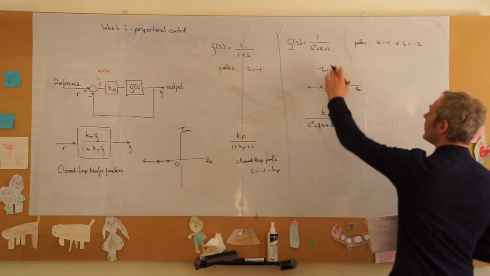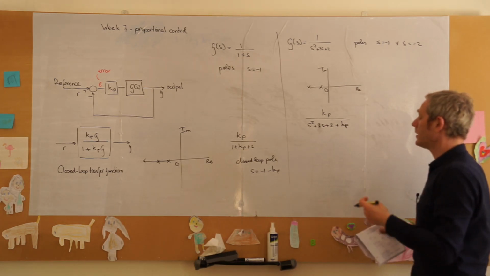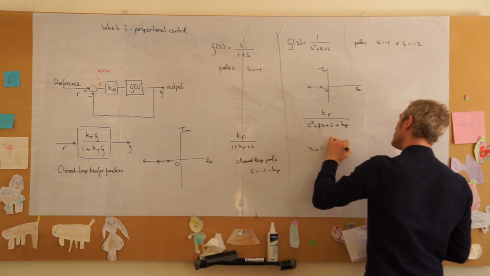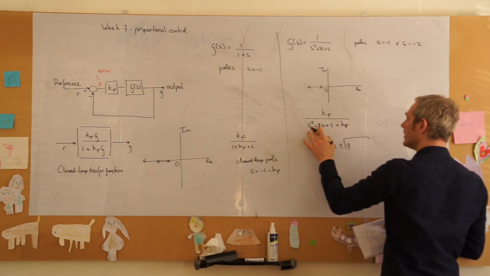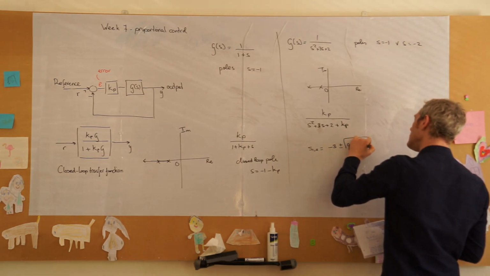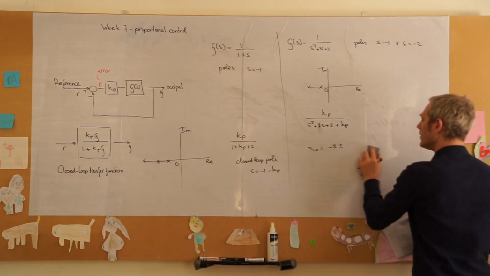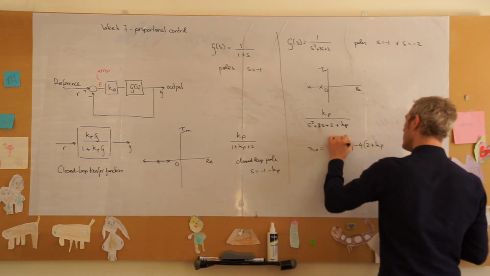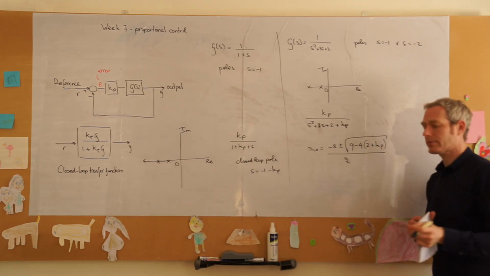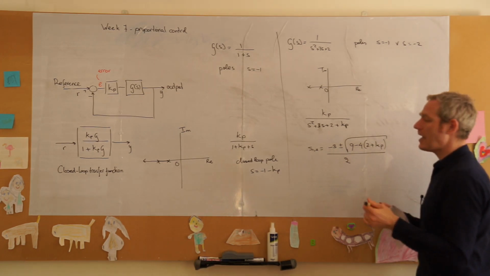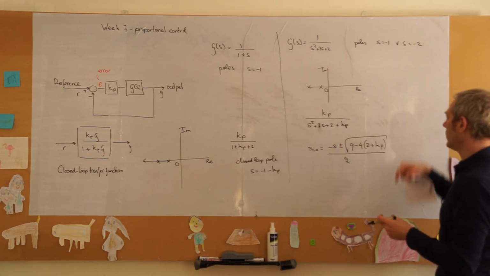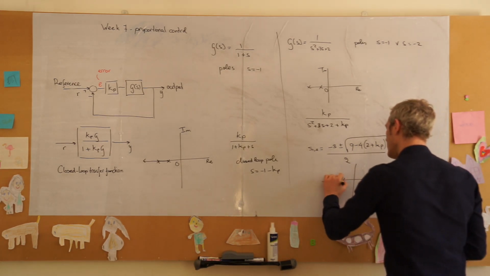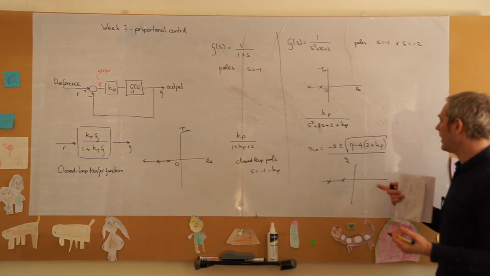And now let's have a look at the closed loop poles. We started off with minus 2 and minus 1. But let's look at the ABC formula for this. s1, s2 is minus 3 plus or minus the square root of 9 minus 4 times (2 plus Kp), all divided by 2. If we take Kp very small, so Kp is 0, we end up with these poles. But if we start increasing Kp, these poles will not be on the real axis. They will turn into complex poles.